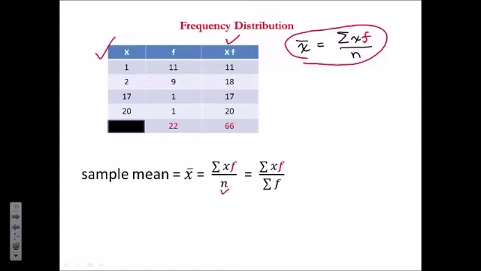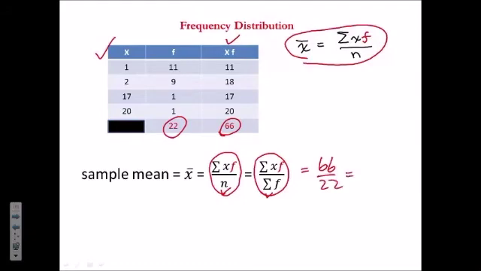Because n is equal to the sum of the frequencies, sometimes the formula is written this way, and sometimes equivalently it can be written that way. In any case, the sum of the XFs in the numerator would be 66, and the sum of the frequencies, or the sample size, would be 22. So therefore, the mean of this frequency distribution would be 3.